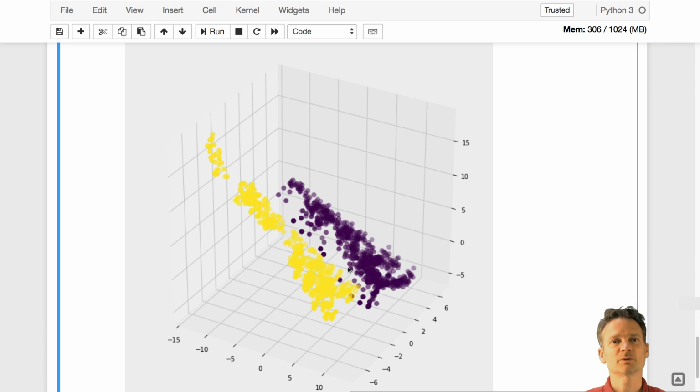So in the next few videos, we'll start to dive into how you implement a nearest neighbor classifier, how you evaluate it, and we'll look at applying it to some more interesting data sets.